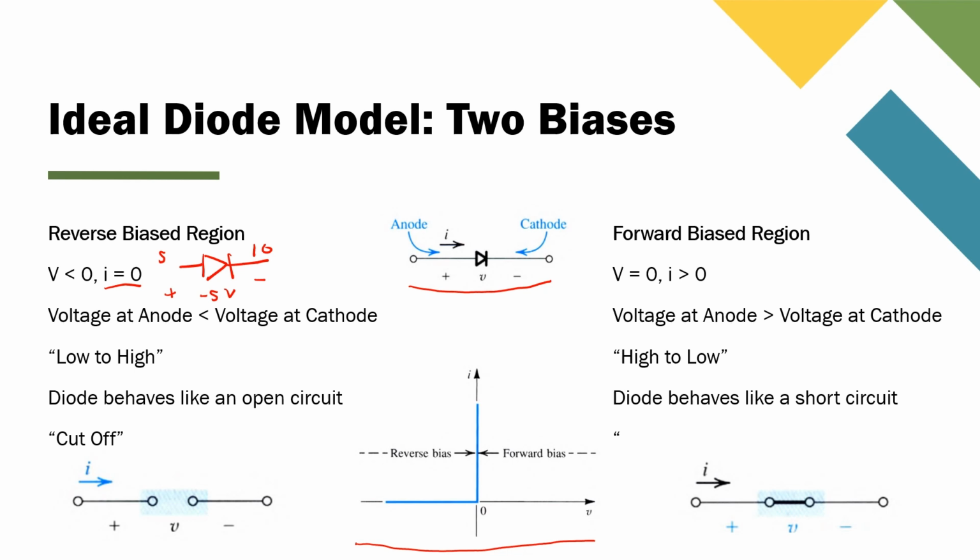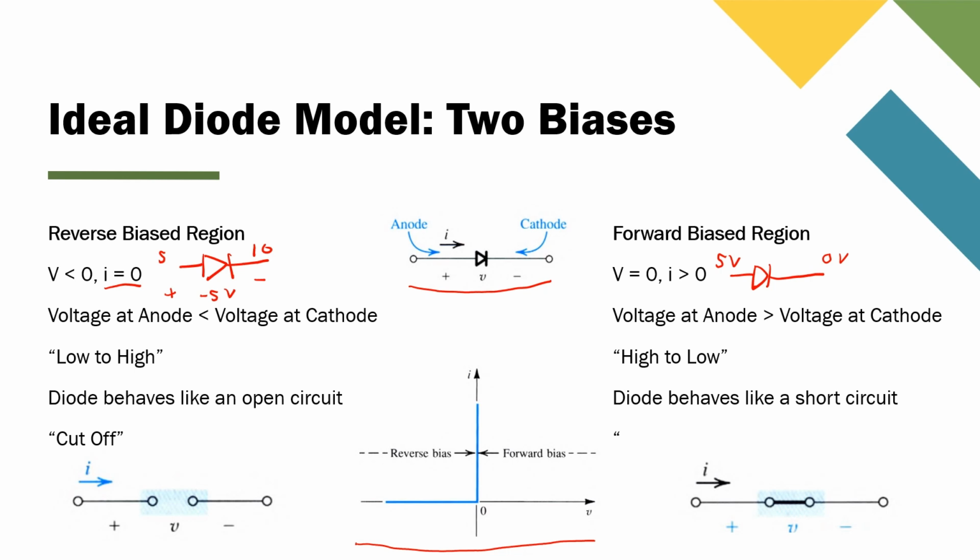Now, there's the second region, the forward bias region. We see that if the voltage at the anode is greater than the voltage at the cathode, for example, 5 volts to 0 volts, we can describe this as high to low, 5 to 0. In this case, the diode behaves like a short circuit and it will conduct current. So the voltage drop is 0 and it will behave like a short circuit conducting current. So we can see that in the forward bias region.